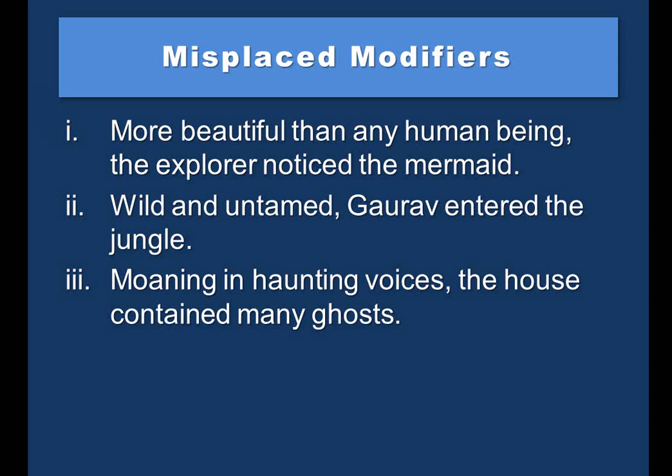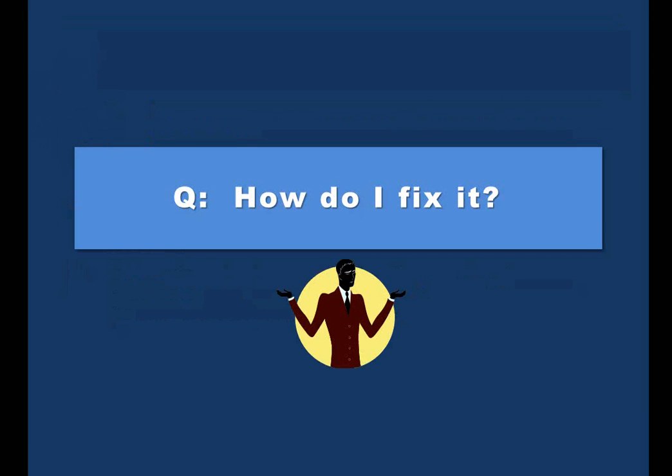Second question, wild and untamed, Gaurav entered the jungle. Definitely something is wrong with the sentence. The error of dangling modifier that we saw, we'll come back to it and scrutinize the sentence in detail. Third one, mourning in the haunting voices, the house contained many ghosts. Again, a grammatically wrong sentence having the error of dangling modifiers. So let us see how you should fix these problems.